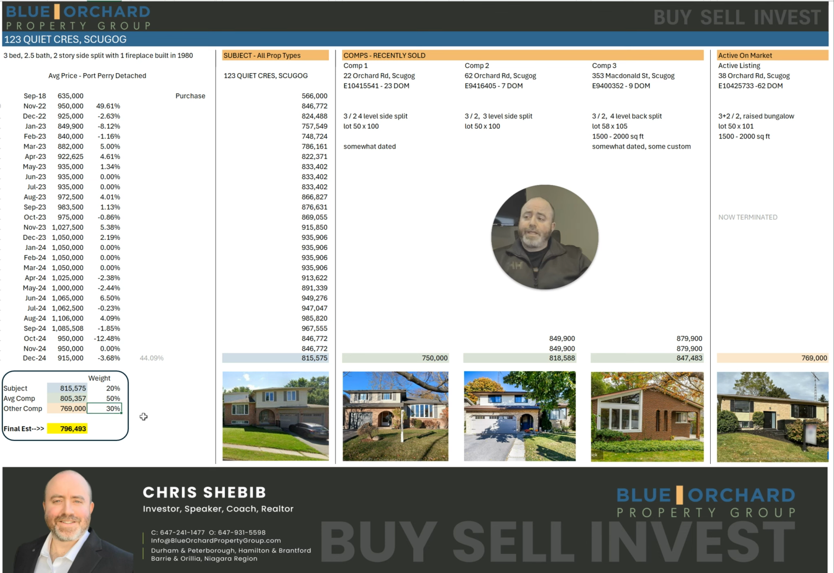769, in this case, this is active on the market. This is good for 2 reasons. Active on the market is really important. One, because it's what everybody who's buying is going to be saying: I could get this property or I could get that one or this one.